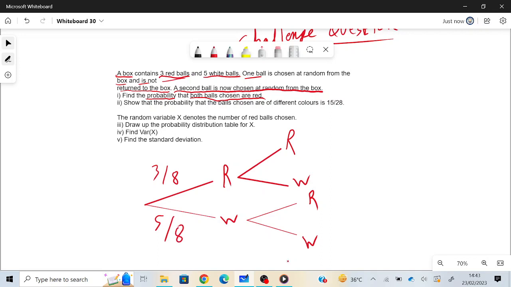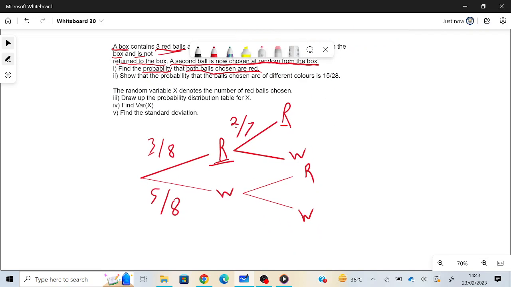Now, if my first pick is a red ball, what's the probability that my second pick is a red ball as well? This would be 2/7, because the amount of red balls reduces from 3 to 2 because I picked a red ball, and the total amount of balls also reduces from 8 to 7 because I picked a ball. And the probability for getting a white ball, we can simply do 1 minus 2/7, and that should be 5/7.